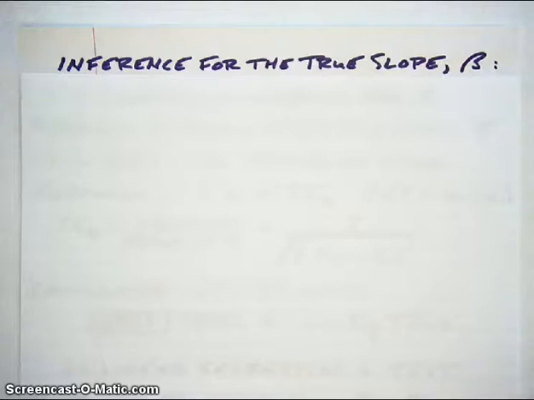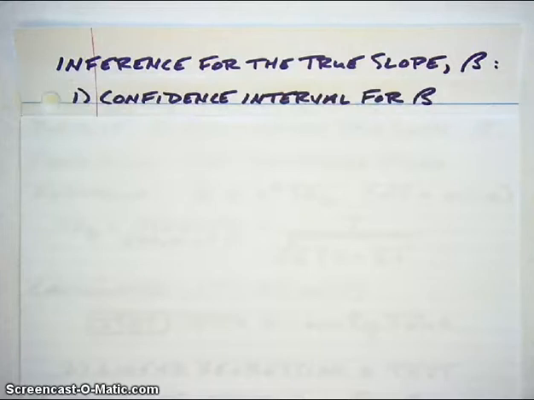There are two inference procedures that we use in linear regression. They both apply to the true slope, which is an unknown parameter. We're going to estimate it using data, and we're going to answer questions or test claims about it using tests of significance. Now, the first procedure we'll do is the confidence interval for beta.